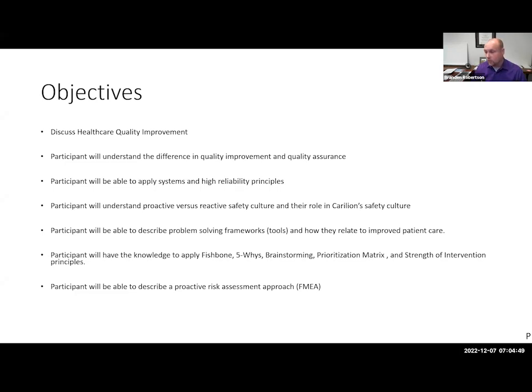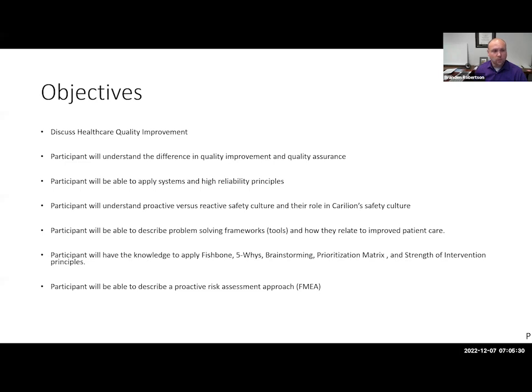High reliability, how we in healthcare need and can transition to a highly reliable industry. We're going to talk about a proactive safety culture versus a reactive culture, and what your role in Carillion's culture is. And I'm talking about Carillion specifically, but while you're here at our institution, this is the kind of culture that we want you to have and want you to be part of. Although understanding that many of you may not stay at Carillion, these things are translatable regardless of where you go, or even open your own clinic. All these things can and should follow you.